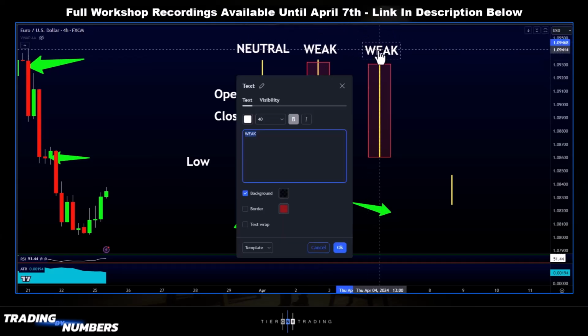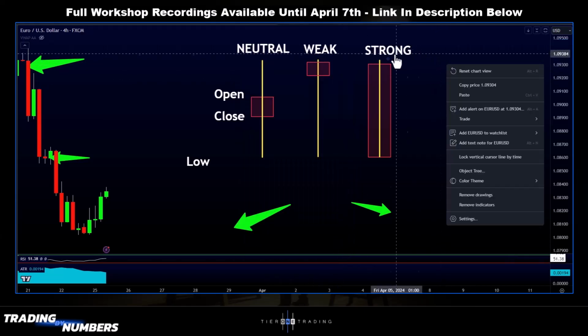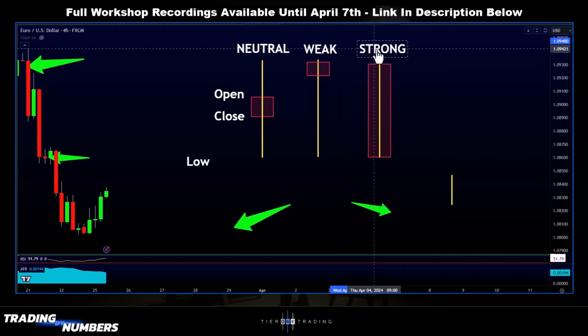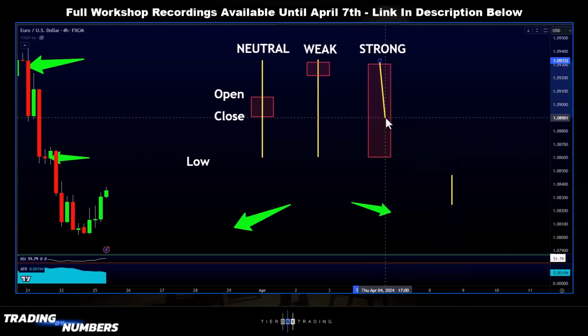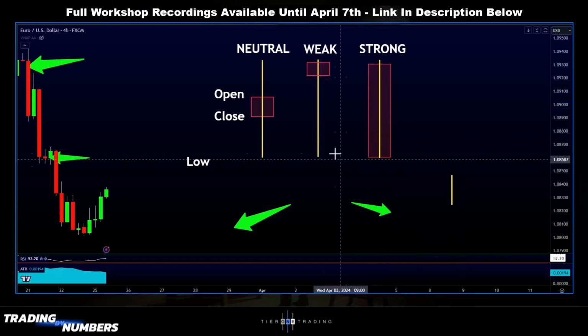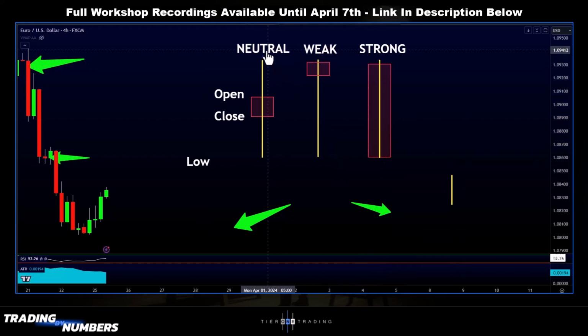Why is it strong? The nickname for this is a Greystone candle. I don't know if you've seen Greystone in the weight room lately. Looking strong. We call this a Greystone. The bears won, but not only did they win, they won in a big way, right? So, three types of candles: neutral, weak, and strong.